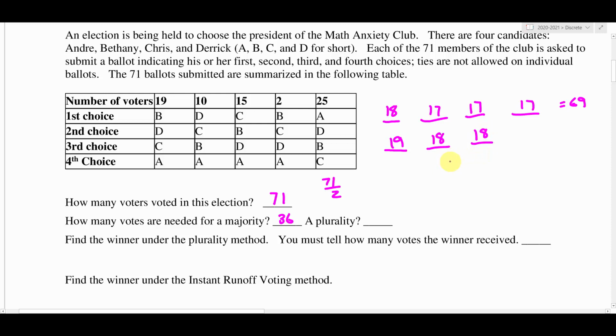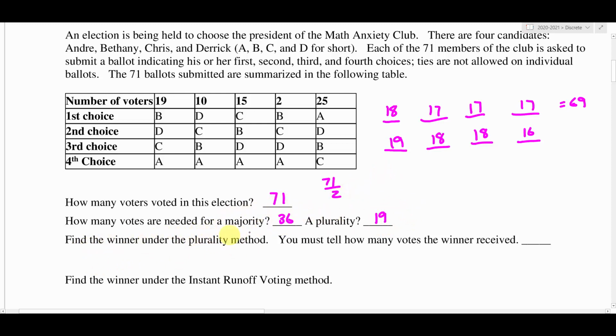If I do 37 plus 18, we get 55, which means there's 16 votes left. So I would give the other 16 to my last candidate here. And what that tells me is that 19 is the smallest number that I can get away with for a plurality vote.